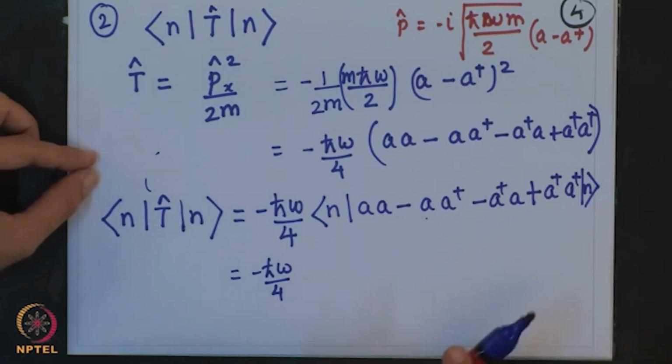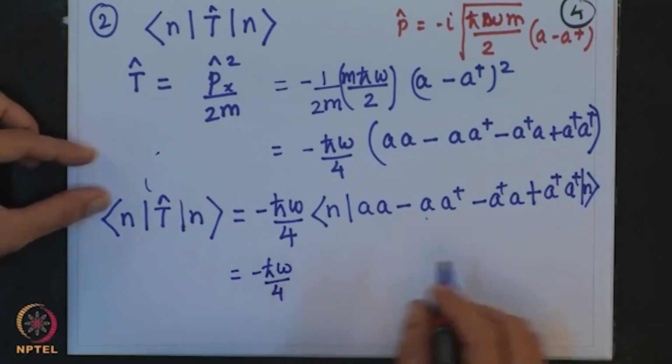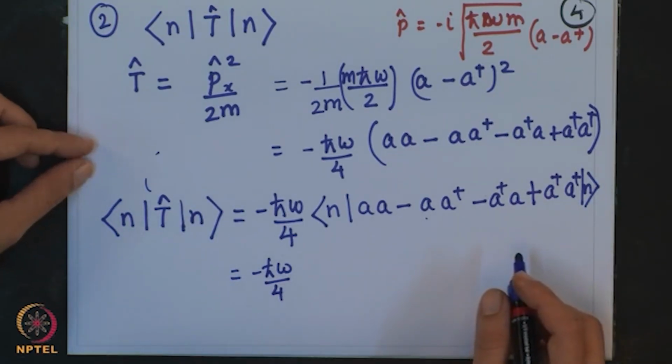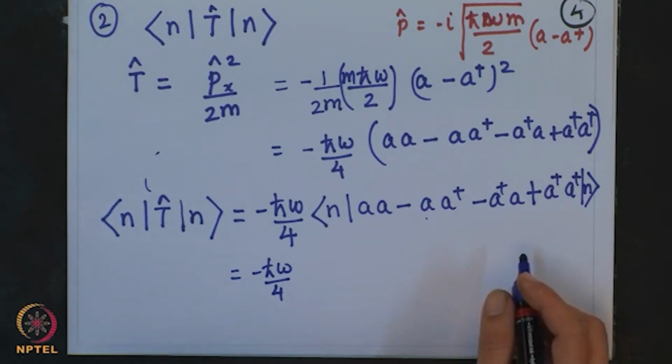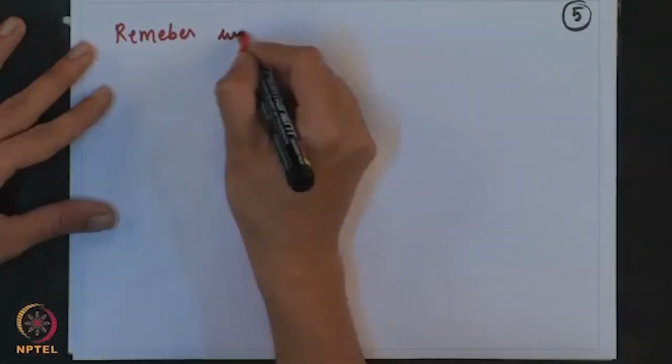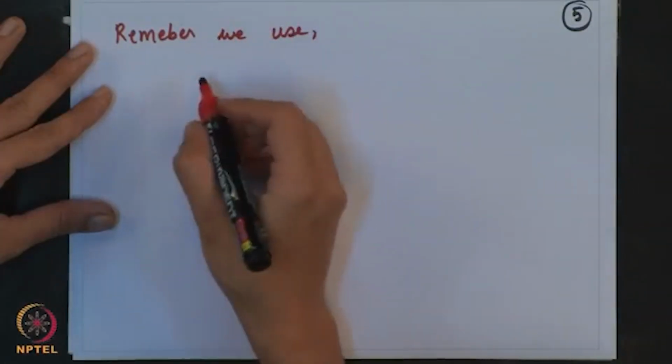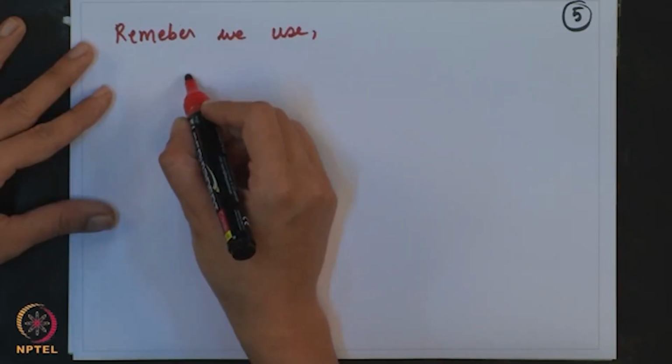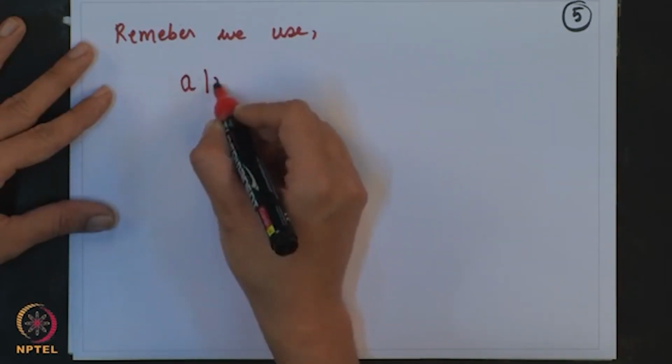So, remember here we are using one more thing. Just remember, what do we use? We use a on n.